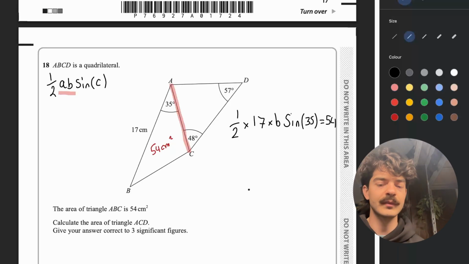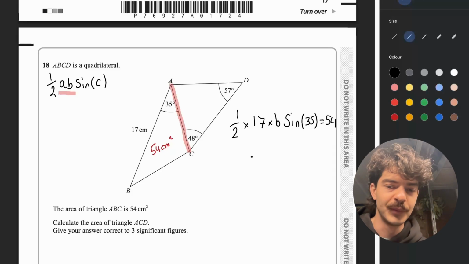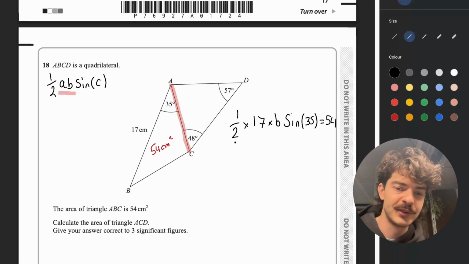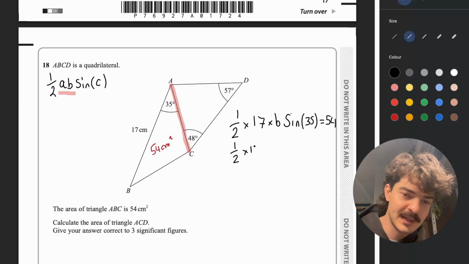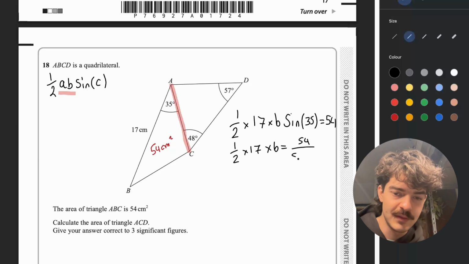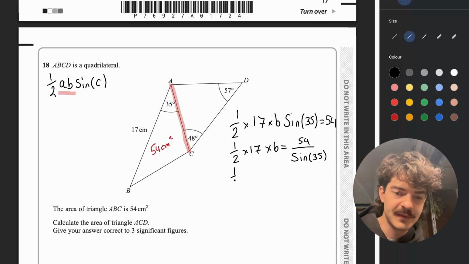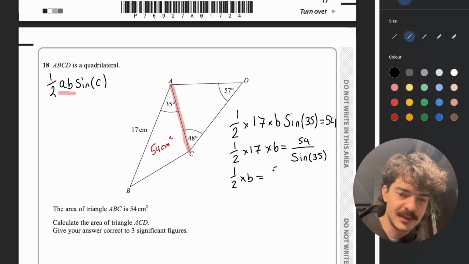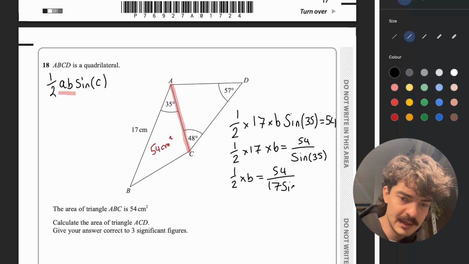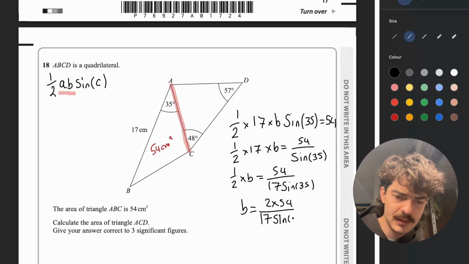Okay. So let's run through this thing. Let's rearrange. So a few different ways you could do this. I'm going to just run through it in one go. So a half times 17 times B is going to be 54 over sine 35. Then we could also divide by that 17. A half times B is equal to 54 over 17 sine 35. And then we can get rid of the half by multiplying by 2. So B is equal to 2 times 54 over 17 sine 35.